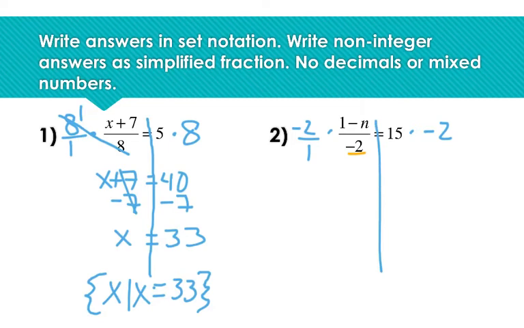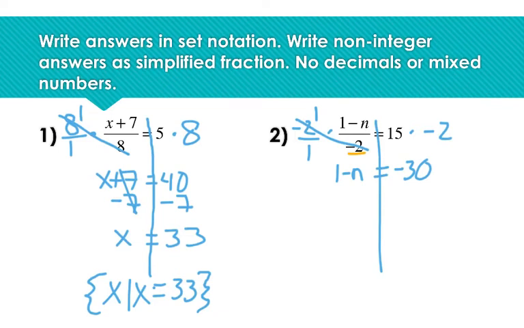So on the left we have negative 2 times (1 - n) divided by negative 2. Since we're multiplying and dividing by negative 2, that simplifies to 1. So we have 1 times (1 - n), so 1 - n. Now we have 15 times negative 2, which is negative 30. That's a common mistake, to forget what we're doing if we don't write it clearly.